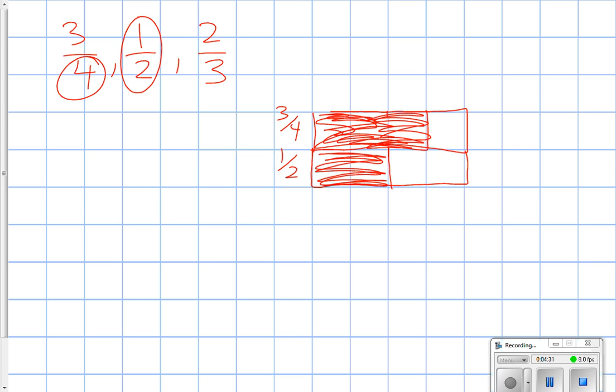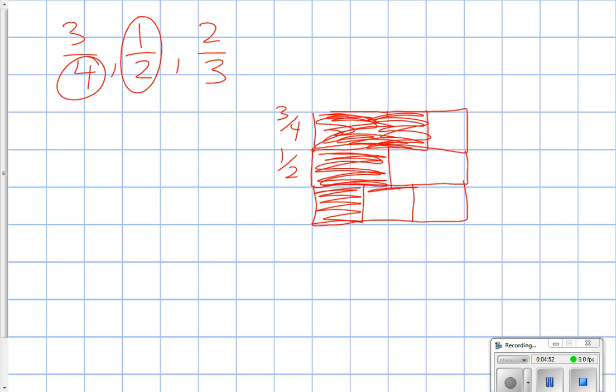And now for the last one, same thing. I'm going to create another rectangle. It's going to be the exact same size. And now I have to break this guy up into thirds. So I'm going to try to represent thirds. And it looks pretty good there. There's my 3 parts, and each part is pretty equal. Now we're talking about 2/3.